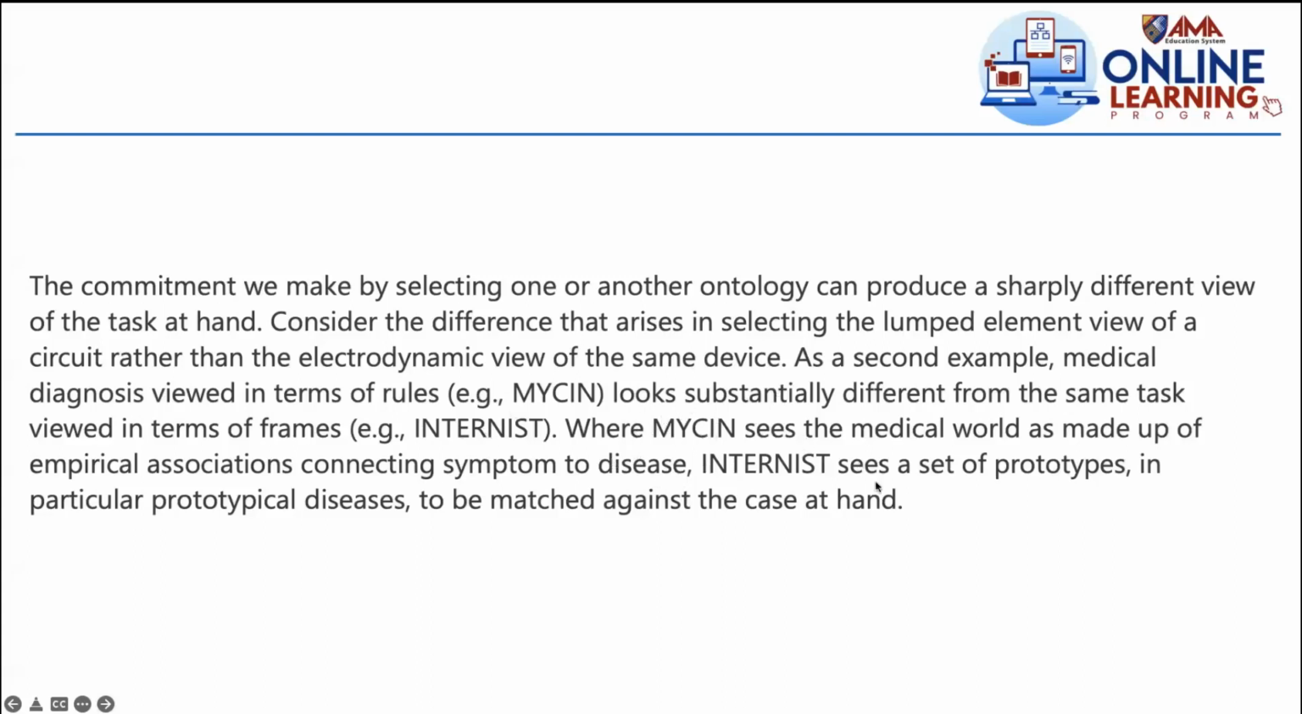MYCIN sees the medical world as made up of empirical associations connecting symptoms to diseases. How come this program sees the medical world like that? Because of the knowledge representation technique used here, which is rules. The other one, INTERNIST, sees a set of prototypes, in particular prototypical diseases, to be matched against the case at hand, which is medical diagnosis. It's like this because the technique used in representing knowledge is frames. Remember the frame representation that we discussed a while ago on the website.